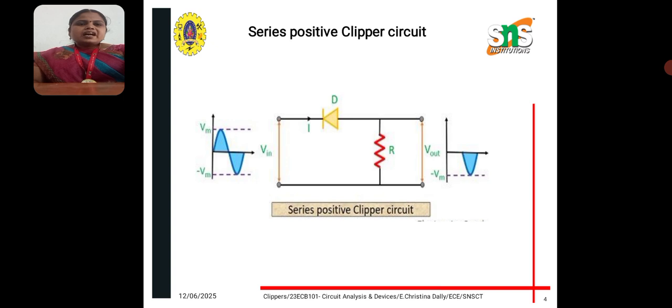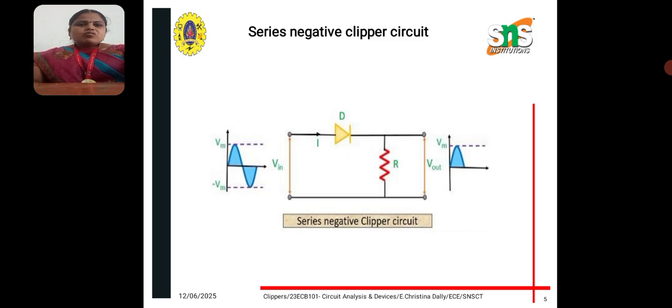This is the diagram representation of the series positive clipper circuit. Here we are applying an input signal in sinusoidal form. The diode is connected in series with the resistor. It clips off the positive portion and the remaining portion is allowed. This is termed the positive clipper.